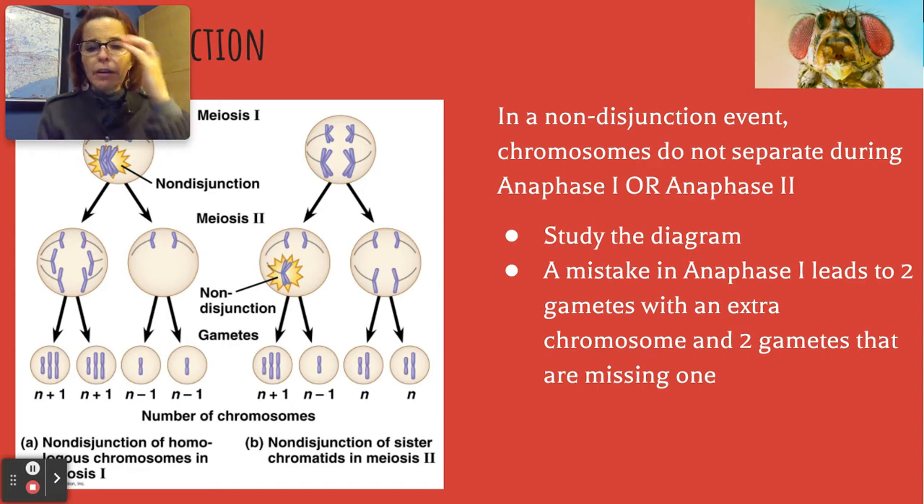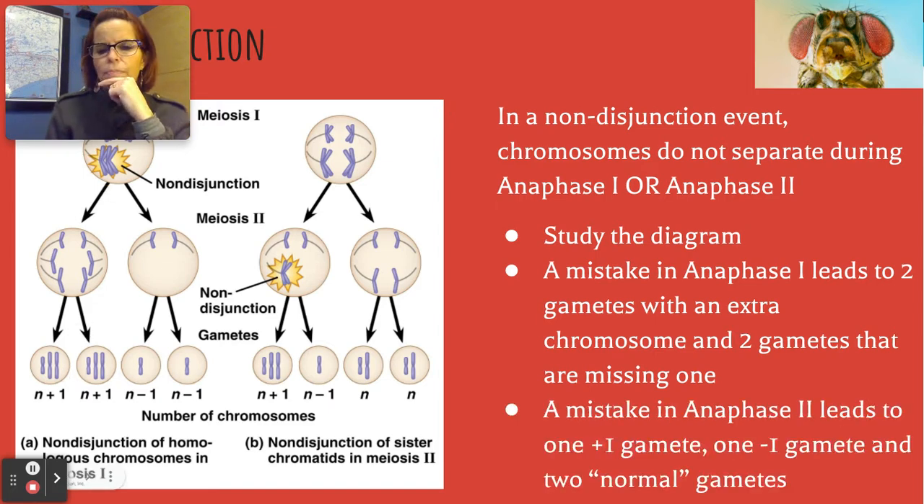Take a look at the diagram. A mistake in anaphase 1, that's this one over here, leads to 2 gametes with an extra chromosome and 2 gametes that are missing one. A mistake in anaphase 2 leads to 1 gamete that's a plus 1, it has an extra, 1 that has a missing chromosome, and then 2 that are normal.